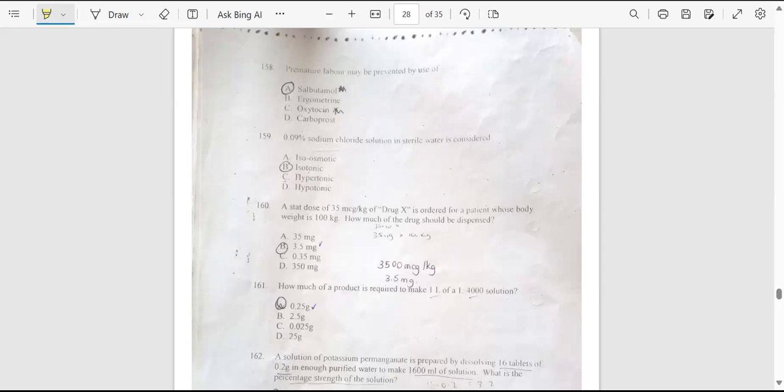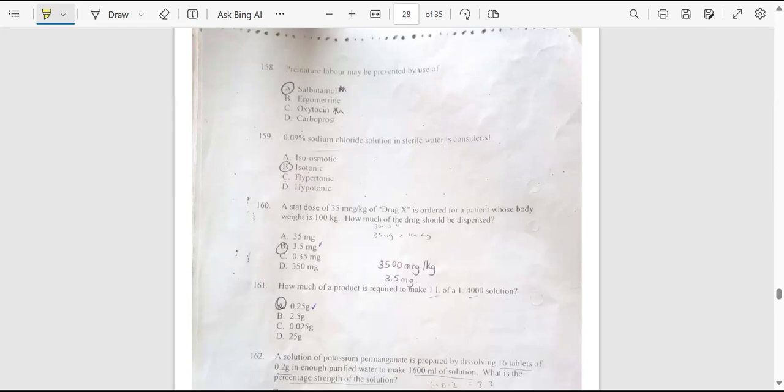I think salbutamol, terbutaline, indomethacin, if I'm not wrong, they fall under a class of drugs known as tocolytics. Tocolytics are simply drugs that delay labor. So hence, the salbutamol. And the others, ergometrine, we know that one is used for postpartum hemorrhage. Oxytocin, the same, and also to induce labor. We know oxytocin is involved in labor.